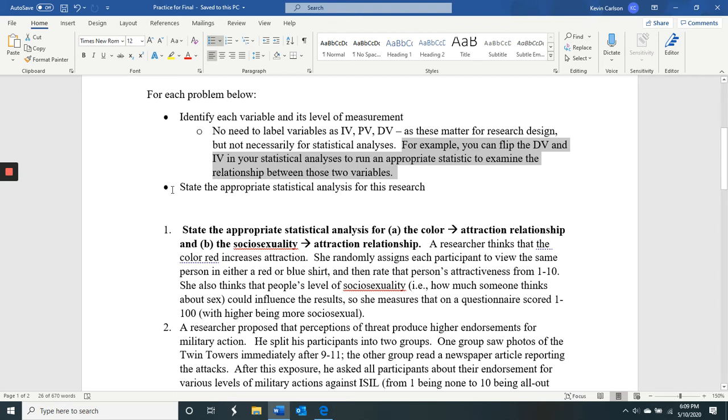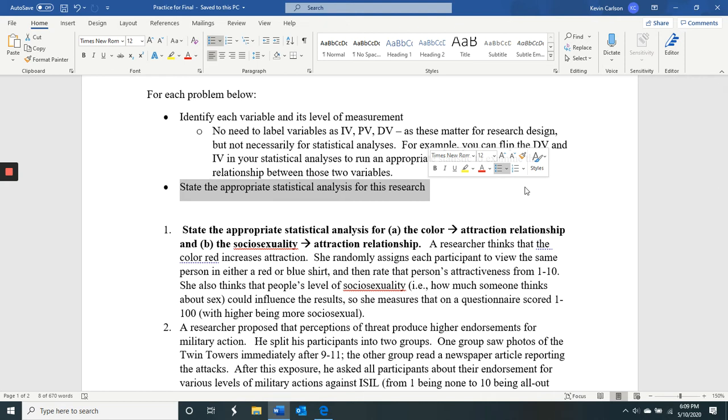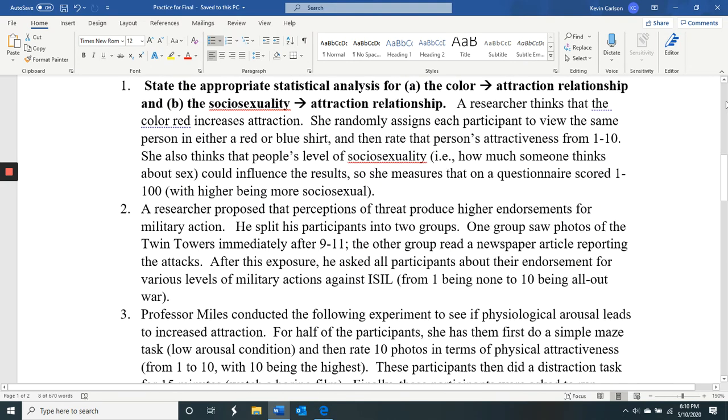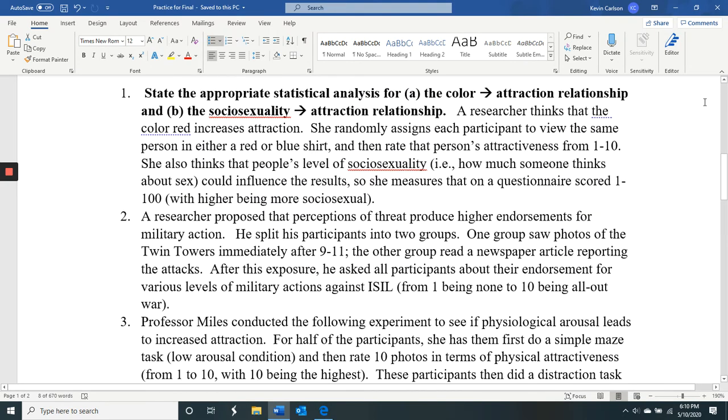Then the second part of these types of problems is, given the levels of measurement of the variable, state the appropriate statistical analysis for the research. So for this, again, levels of measurement is important because levels of measurement tells us what statistic is appropriate. So let's go ahead and look at these. And what I'm going to do is run through each problem. And if you want to try to solve it first, you should solve it, pause the video, and I'm going to give the solution.